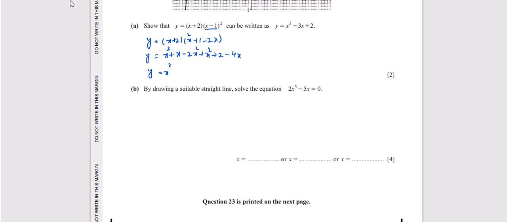So the −2x² and the 2x² cancel each other. Then x − 4x is equal to −3x, and plus 2, hence proved. Now we have shown this: x³ − 3x + 2.